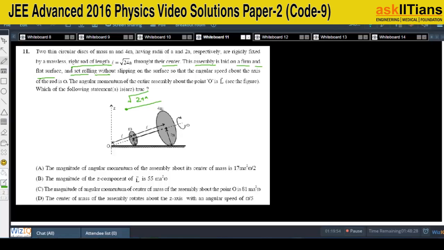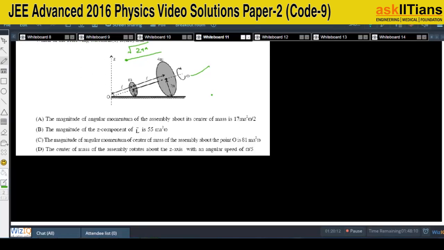This is a keyword in the question: set rolling without slipping on a surface, so that the angular speed about the axis of the rod is omega. It is given that the angular momentum of the entire assembly about the point O is L. We can see this in the figure also. So which of the following statements is correct? We need to choose the correct statement.